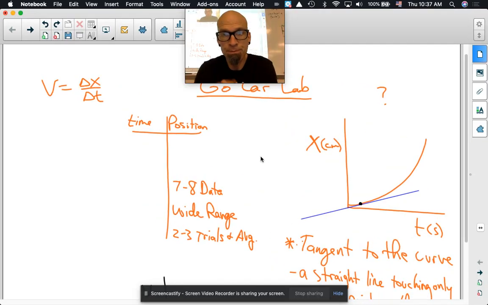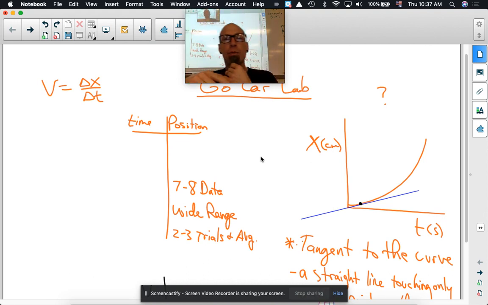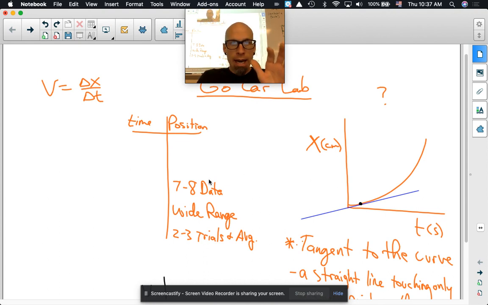Okay, so if you weren't here, last class we did the GoCar lab, which is what the video I was showing you was about. We collected data, had our 7 to 8 data points with a wide range, 2 to 3 trials each, averaged them for the times, and put them into Logger Pro. It looked like it might be linear, but in reality the curved best fit actually fit better than the straight, linear one for most groups.